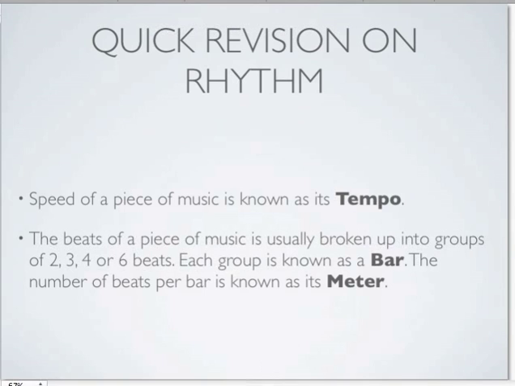The beats in a piece of music are also divided into groups called bars, and each group is commonly made up of 2, 3, 4, or 6 beats. The number of beats per bar is then called its meter. So if someone asks you what is the meter of your piece, you can say 3 beats to the bar.